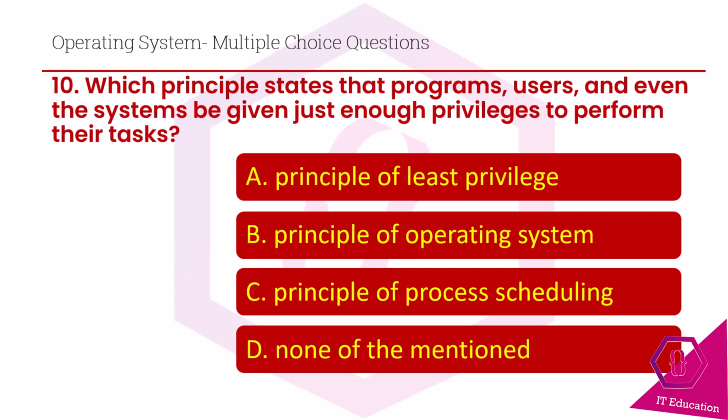The next question is, which principle states that programs, users, and even systems be given just enough privilege to perform their tasks? The question is about the privilege which is enough to perform their tasks. The options are principle of least privilege, principle of operating system, principle of process scheduling, and the last one is none of the mentioned. So the question is about privilege, which means option A, principle of least privilege.